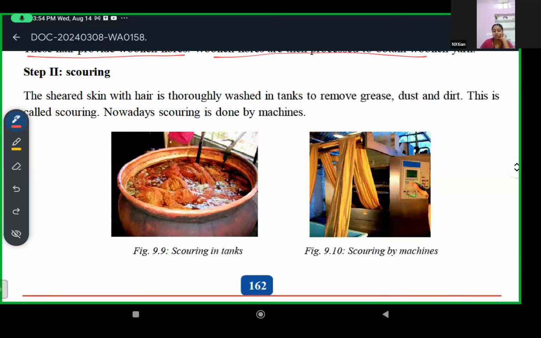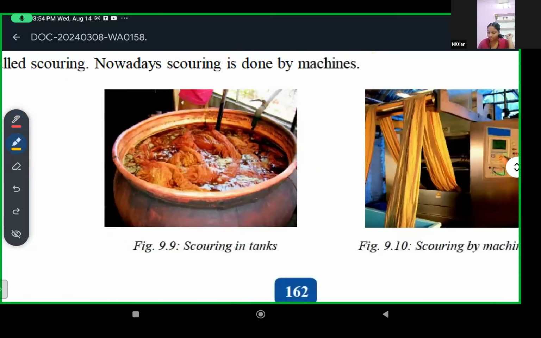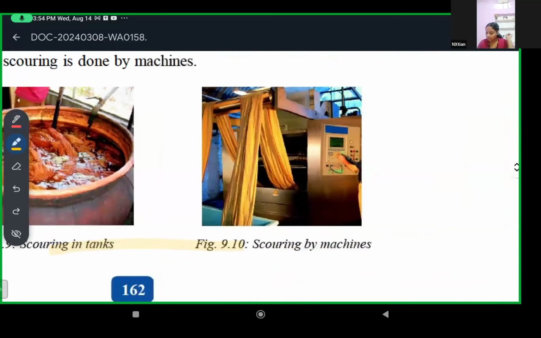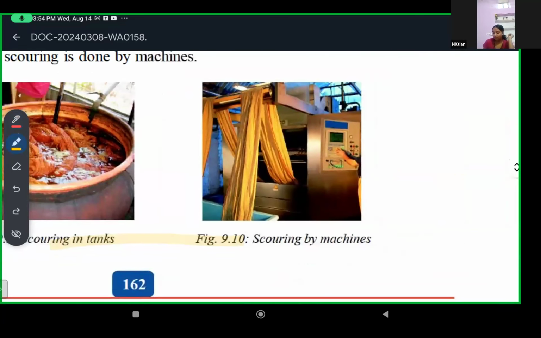This is the scouring process. The sheared skin with hair is thoroughly washed in tanks to remove dust and dirt. This is called scouring. They wash it in tanks of water to remove any grease, dust, or dirt on it. This is done by machines.